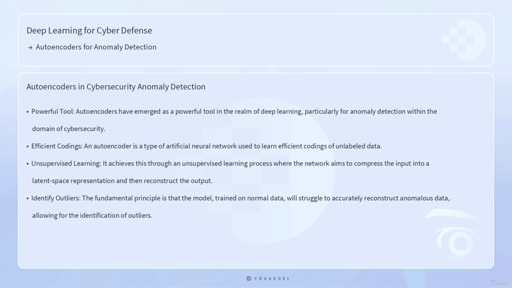The fundamental principle behind using autoencoders for anomaly detection in cybersecurity is the assumption that the model, trained on normal data, will struggle to accurately reconstruct anomalous data, thereby allowing for the identification of outliers.